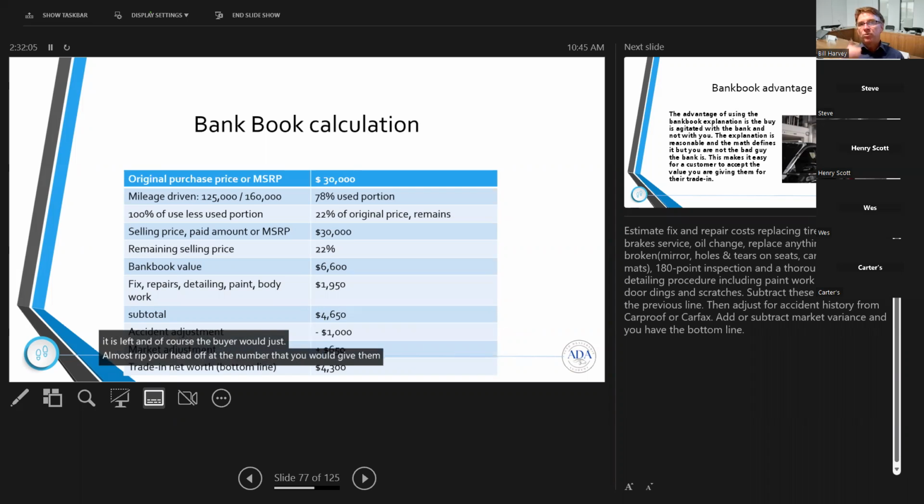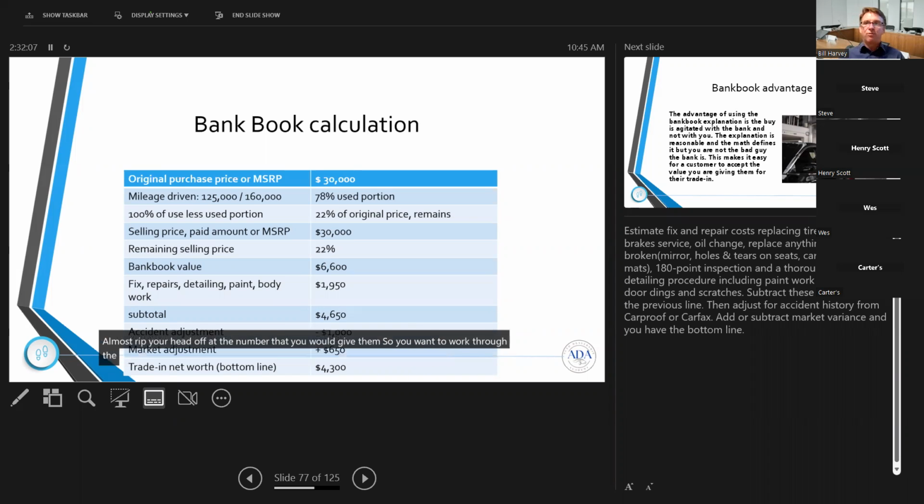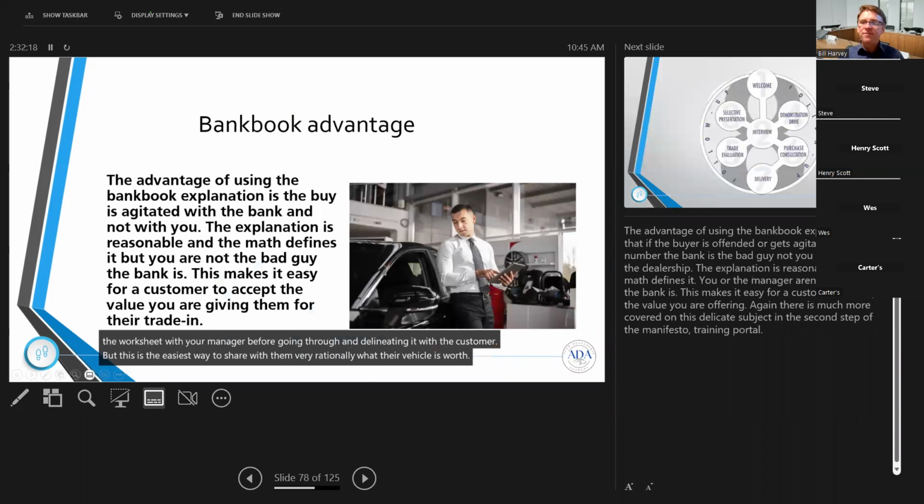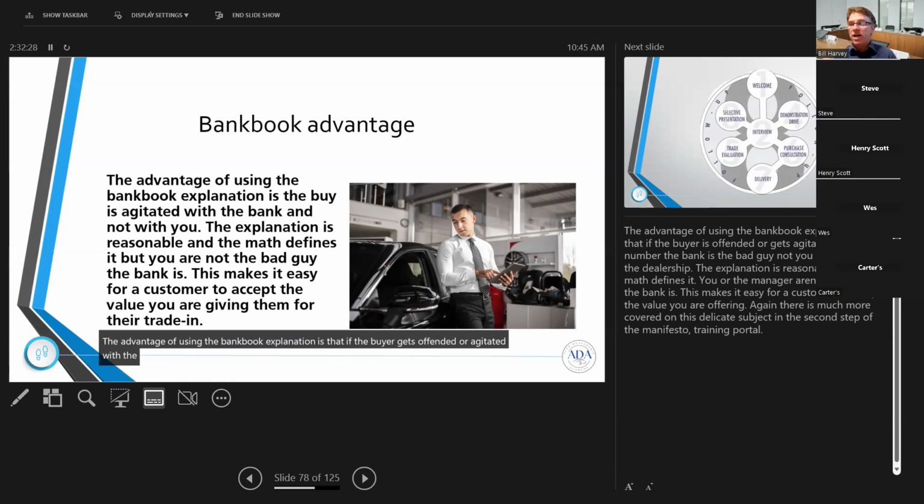So you want to work through the worksheet with your manager before going through and delineating it with the customer. But this is the easiest way to share with them very rationally what their vehicle is worth. The advantage of using the bank book explanation is that if the buyer gets offended or agitated with the number, not your number, the number, the bank is the bad guy, not you or anyone in the dealership.